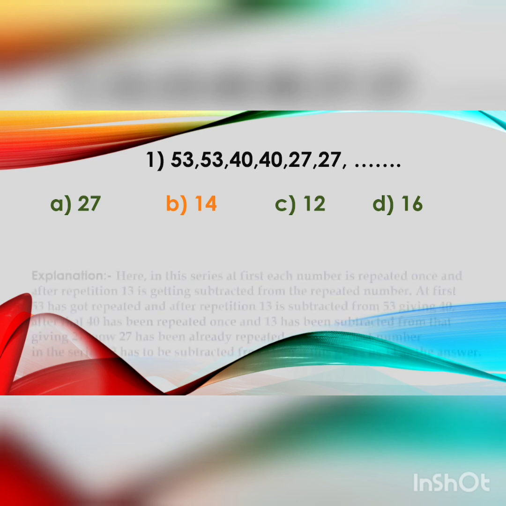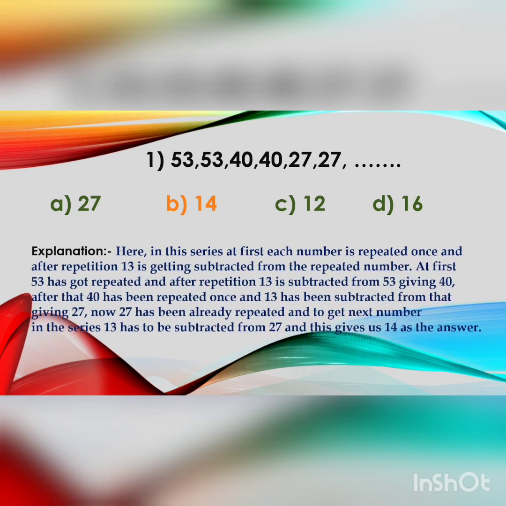First series is 53, 53, 40, 40, 27, 27, and the correct answer is B, that is 14, because in this series at first each number is repeated once and after repetition 13 is getting subtracted from the repeated number. At first 53 has got repeated and after repetition 13 is subtracted from 53 giving 40. After that 40 has been repeated once and 13 has been subtracted from that giving 27.